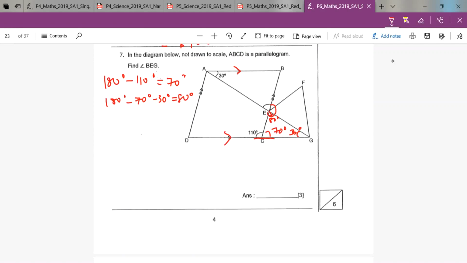Then you can see this is a straight line and a straight line, right? Which means opposite angles, so this one is also 80. Opposite angles are the same. Which means my angle BEG will be 180 minus the 80, and that will be 100 degrees.